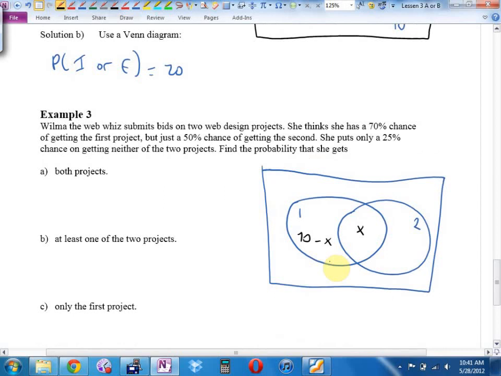Carson, what are the odds of her getting the second project? 50. What are the odds of her only getting the second project? 50 minus X. Oh, and Nathaniel, she did tell us one more thing. She told us, what are the odds of her getting neither? Where's that going to go?